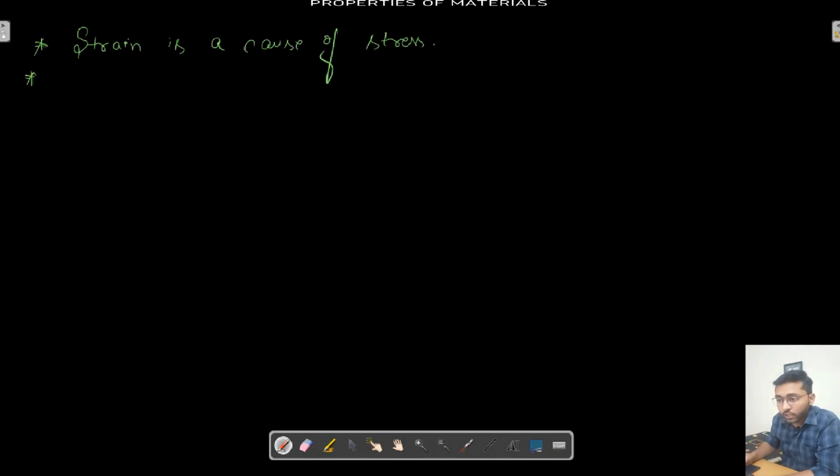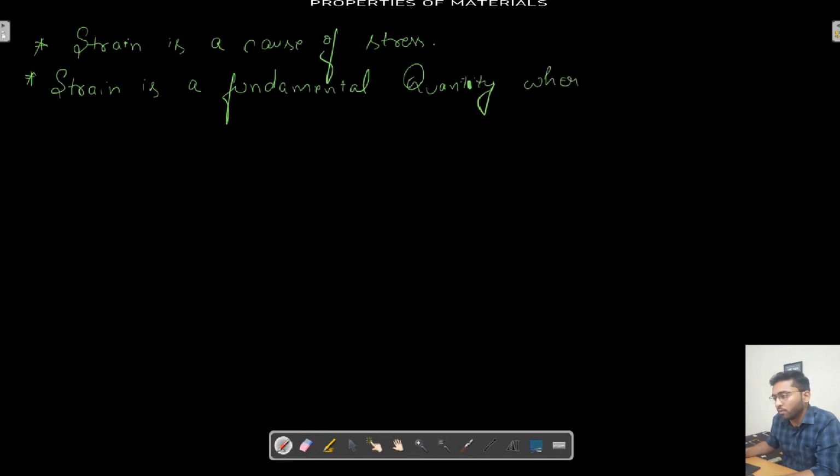So we can also say that strain is a fundamental quantity, whereas stress is a derived quantity. Stress is a derived quantity, because stress is the internal resistance which occurs in order to resist the deformation.